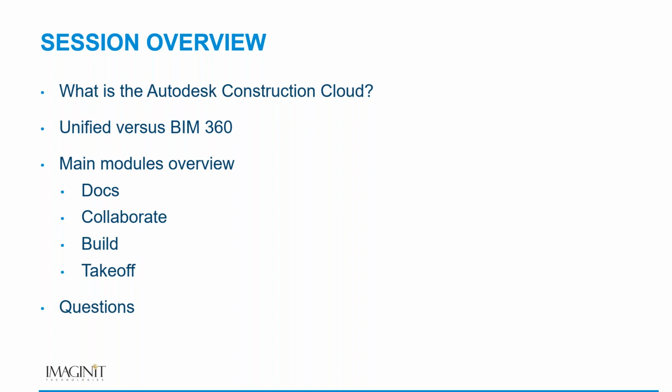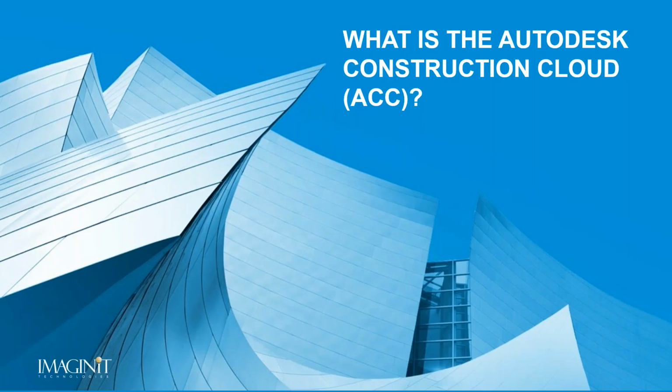And then I will dive into the main modules that are covered under that umbrella, which include Autodesk Docs and BIM 360 Docs, Collaborate, Collaborate Pro, Build, and Takeoff. Much of this presentation is in a PowerPoint, but before I go into the specific module overviews and what I have in the slide deck, I do want to show the lay of the land and the differences in the look between BIM 360 and the unified platform. But before I do that, I'll get into what the Autodesk Construction Cloud is.